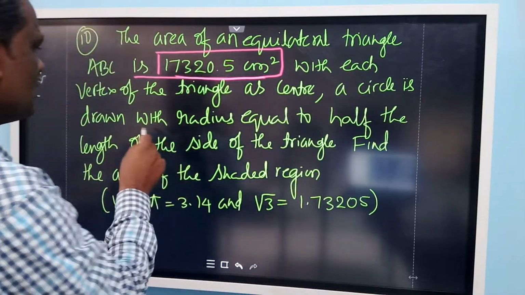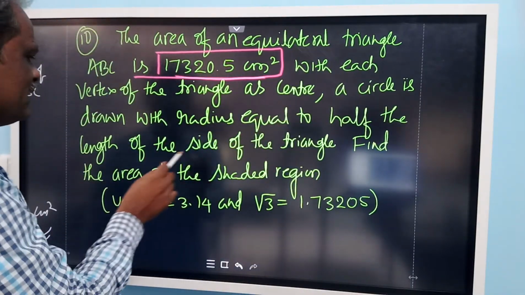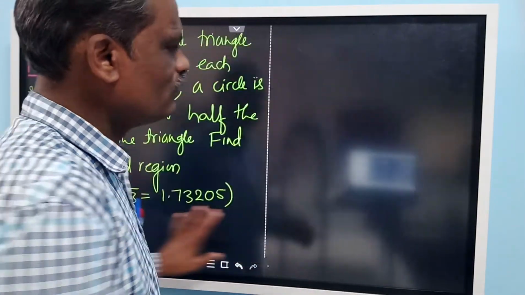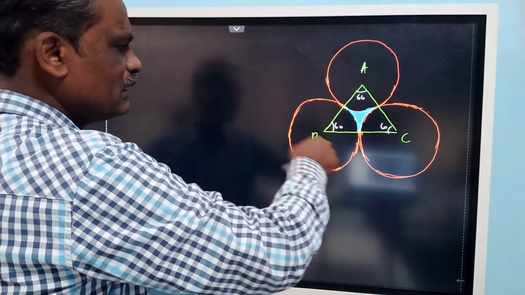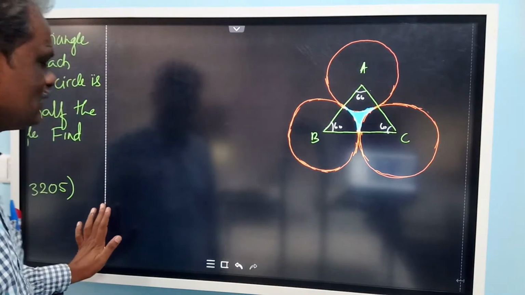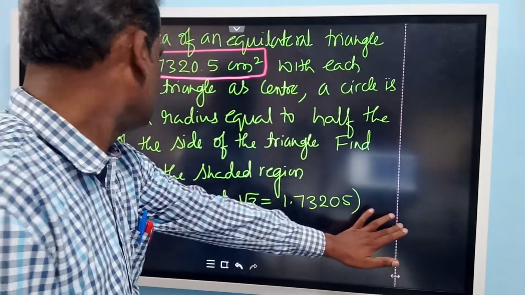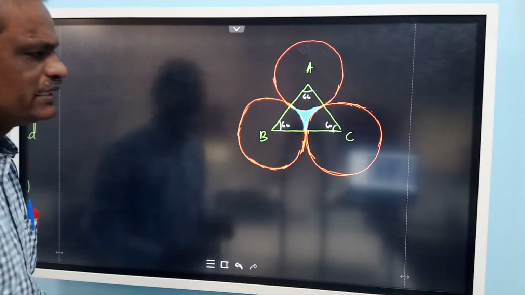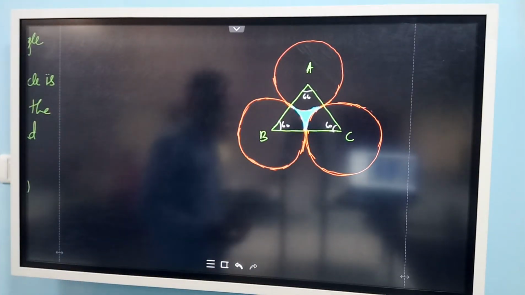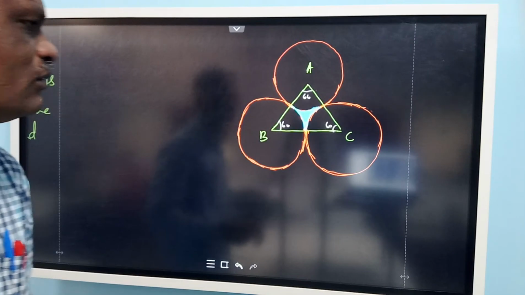With each vertex of the triangle as a center, a circle is drawn with the radius equal to half of the length of the side of the triangle. Whatever the length BC, AB or AC is, the radius of these circles is half of the side. Find the area of the shaded region. Tell me how you can do this. What do you have to find out first?